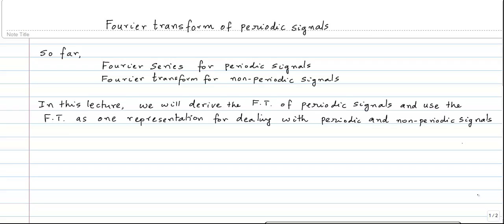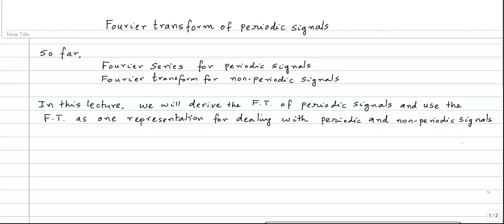And the main advantage of doing something like this is that the Fourier transform can then be used to deal with both periodic and non-periodic signals under just one framework. Okay. Now the natural question to ask then is, why did we bother about Fourier series representations of periodic signals? And the answer to that is, even though we're going to derive the Fourier transform of periodic signals in this lecture, the Fourier series representation of such signals plays a crucial role in deriving the Fourier transform.